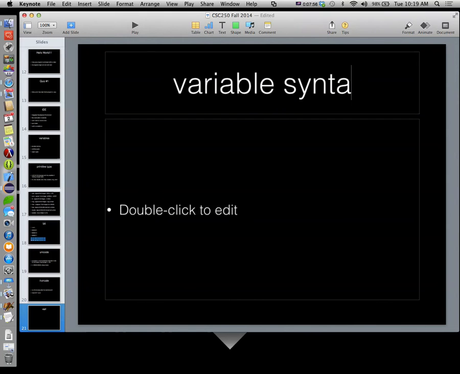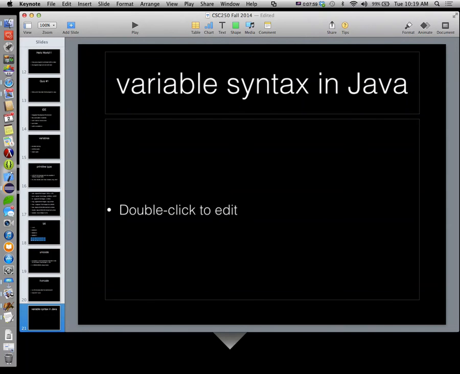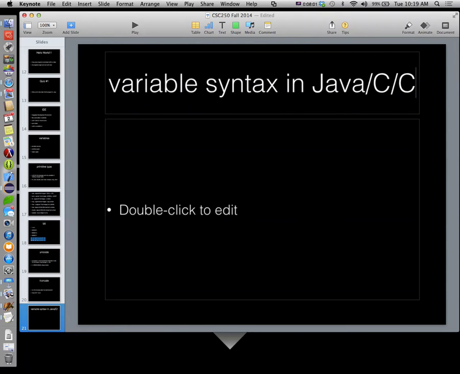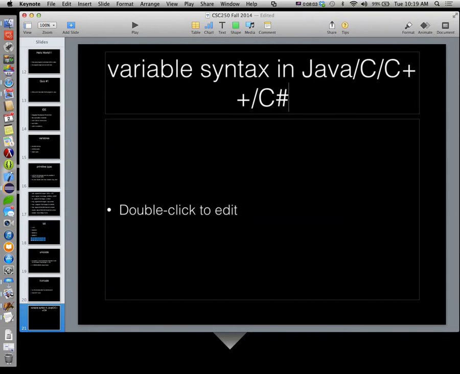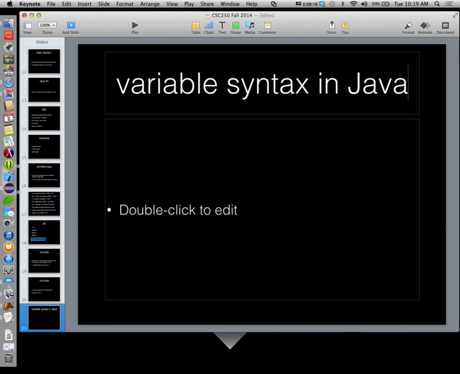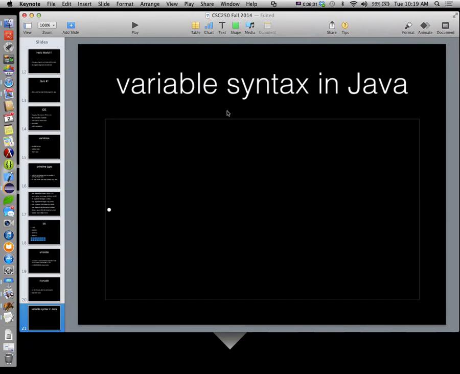Variable syntax in Java/C/C++/C#. I'm going to keep throwing it back at you that it doesn't matter what programming language you're programming in, and that's really a truth. So remember that when I laugh at you when you're juniors and seniors, and you come to me and say, you know, I'm not very good at C#, I'm really more of a Java kind of guy, and then I'll exterminate.